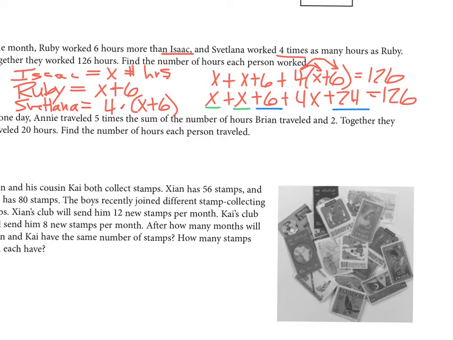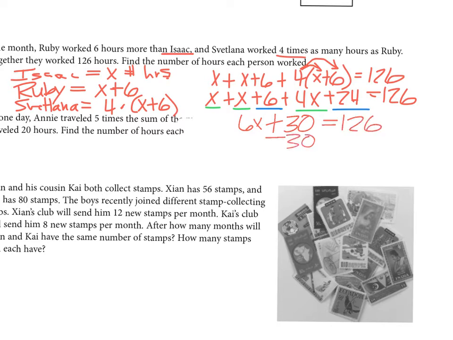And these are all variable like terms. So I'm going to do a little bit of quote-unquote erasing here. I'm going to create some space here to write some more underneath this. So then I've got 6x plus 30 equals 126. Subtract 30 from both sides.